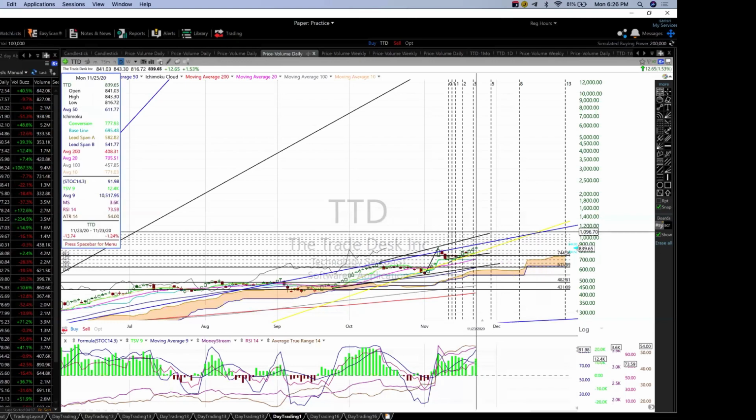Conversion, which is at 777. And the moving average 10 is also around that range, 771. So 770 area you're talking about.